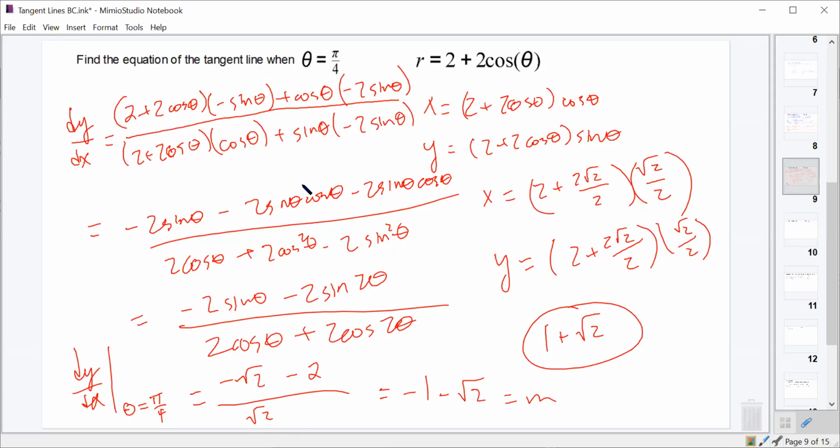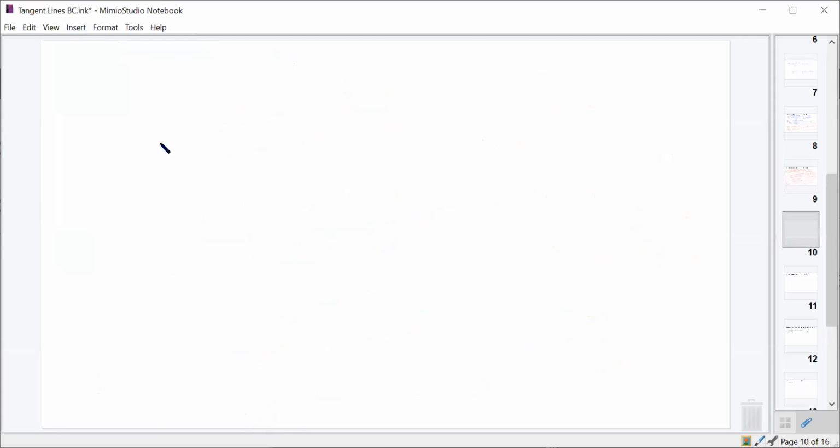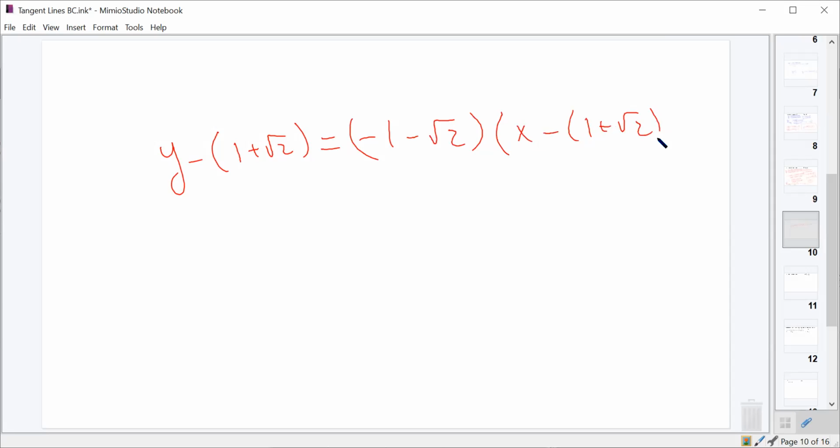And so what should our equation of our line be? y minus 1 plus root 2 equals negative 1 minus root 2 times x minus 1 plus root 2. Is that what you guys got?